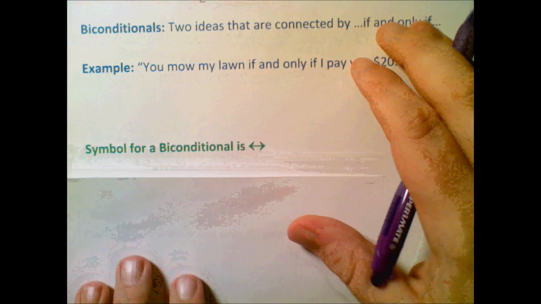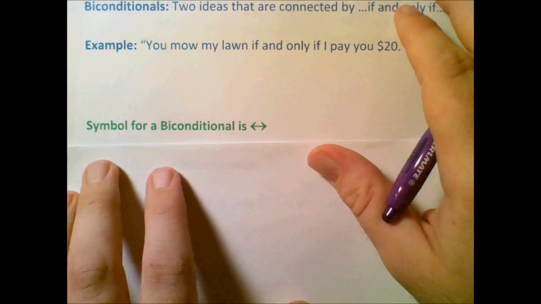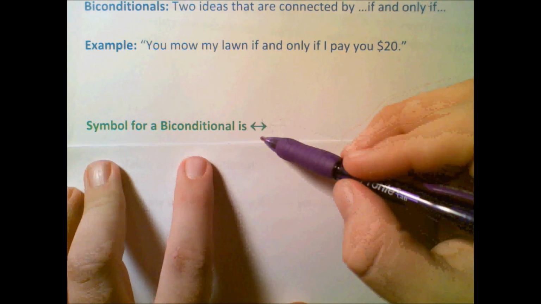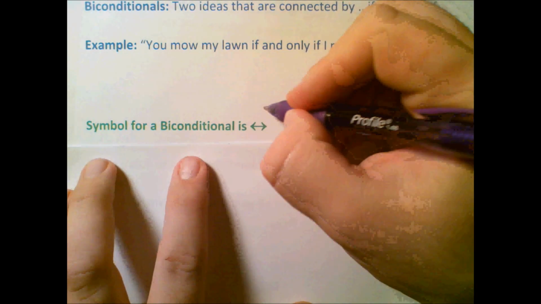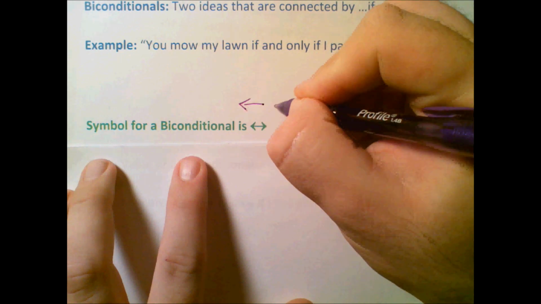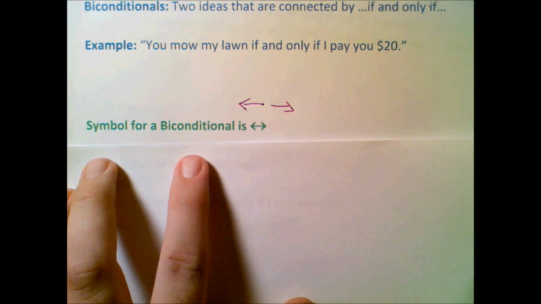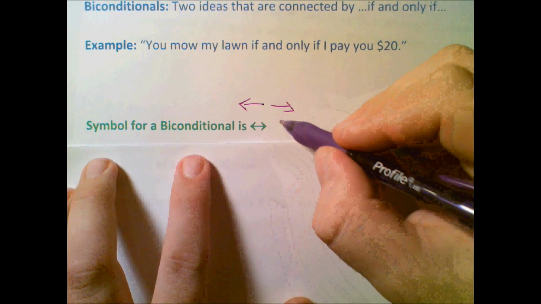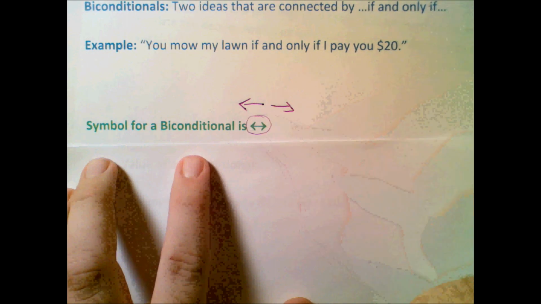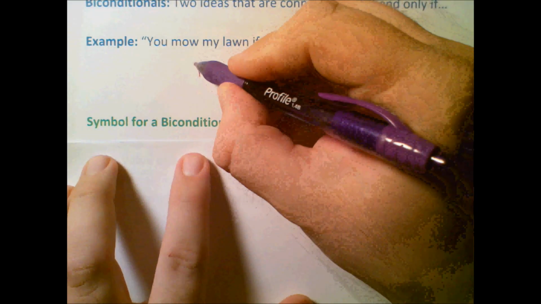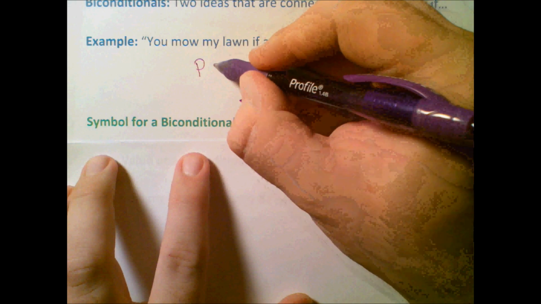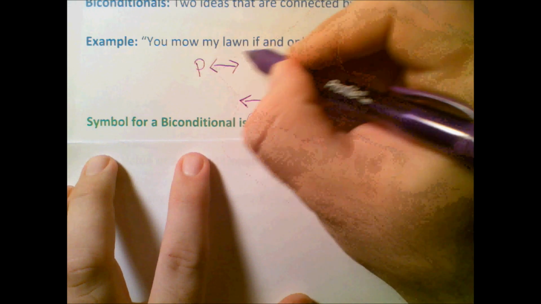Let's take a look at first the symbol. The symbol for a biconditional is a double arrow. Basically, I have a conditional going this way and a conditional going this way. We combine them and they become a superpower of a double arrow. So it would look something like this, if this was P if and only if Q.